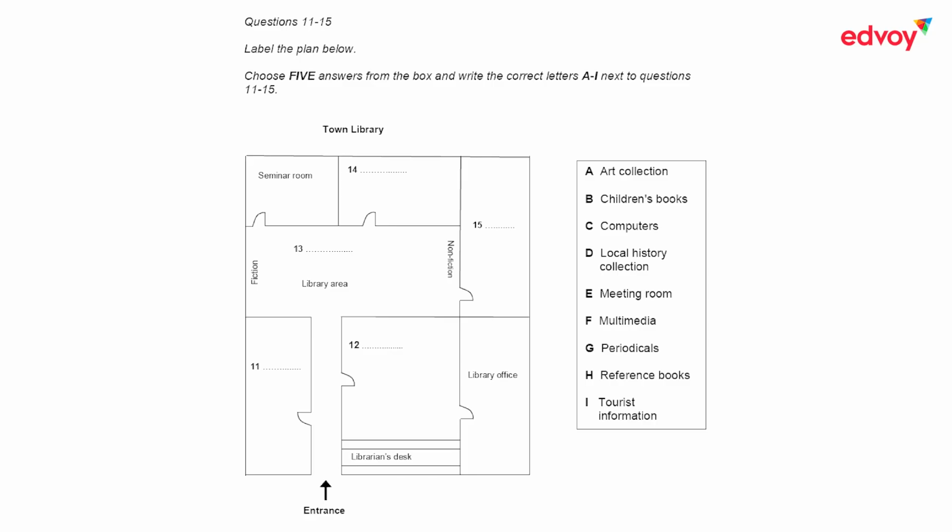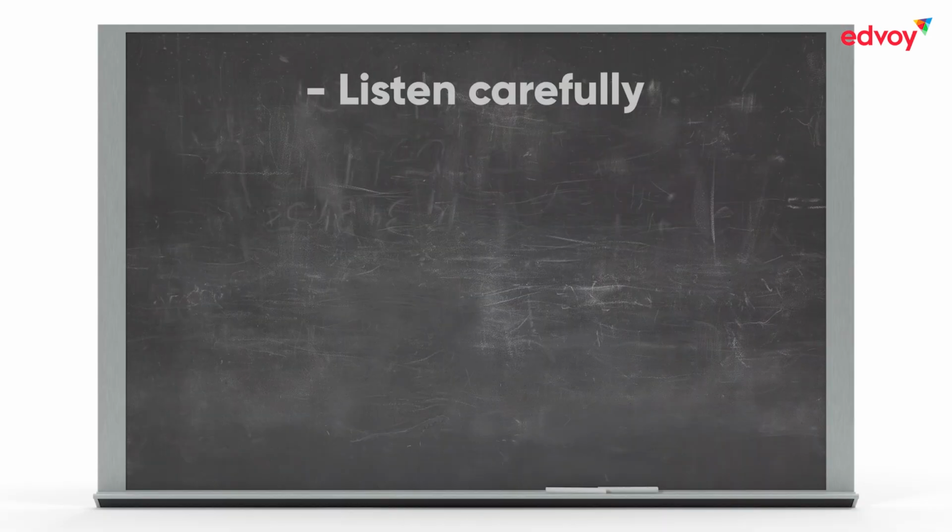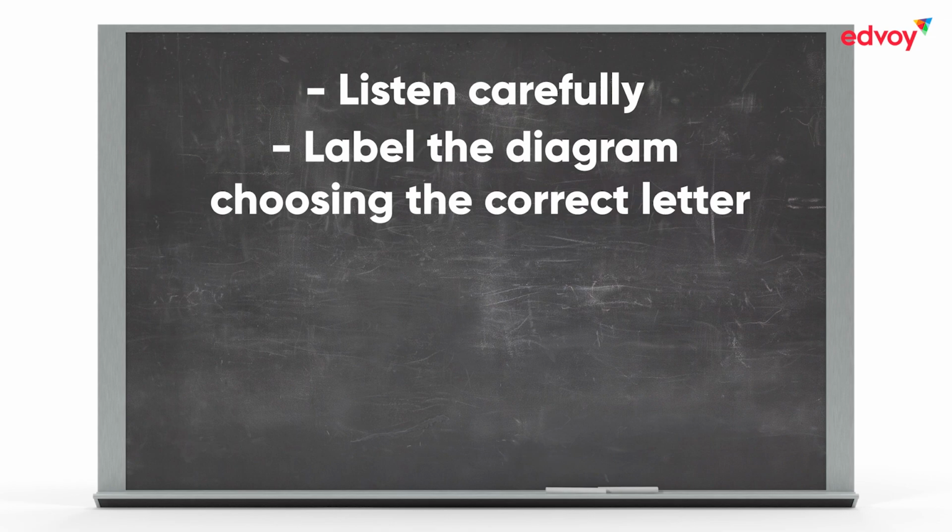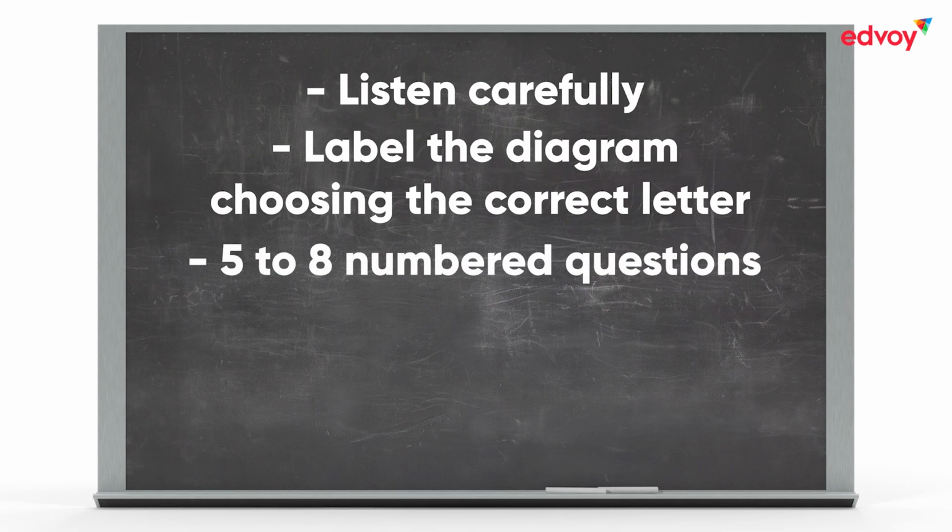These questions come up regularly and are particularly common in section 2. On the question paper, you'll see a map, which is usually a part of a town, or a plan, which is usually part of a building. This visual represents what you will hear in the audio. You'll need to listen carefully and label a diagram by choosing the correct letter from the options that are usually available. There are between 5 and 8 numbered questions.